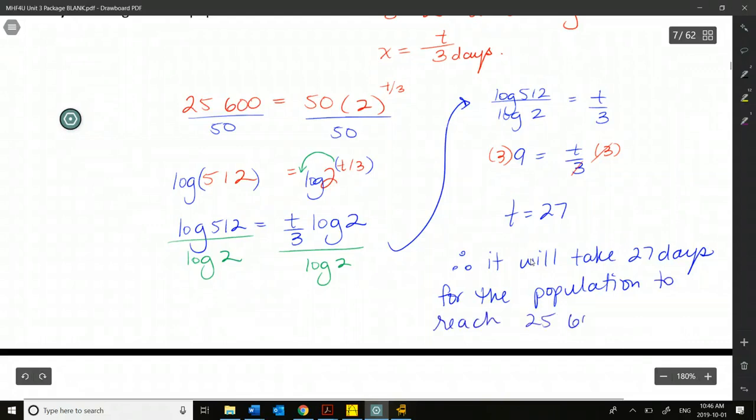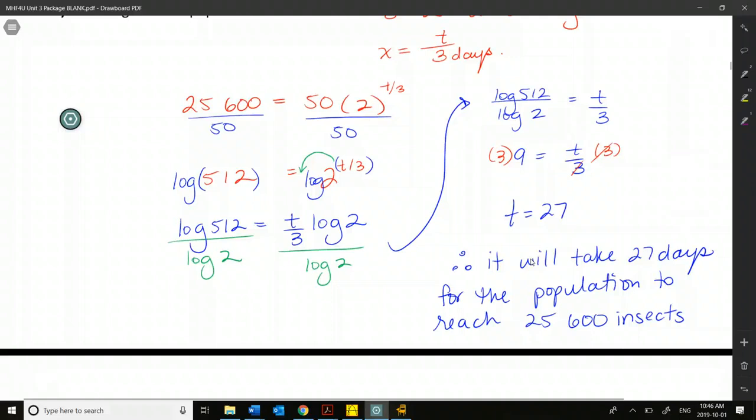Wait, what do you mean 27 divided by 3? No, because this is t divided by 3. So if I want to get t by itself, I have to multiply up the 3 on each side. Oh, okay. Any questions for that one?